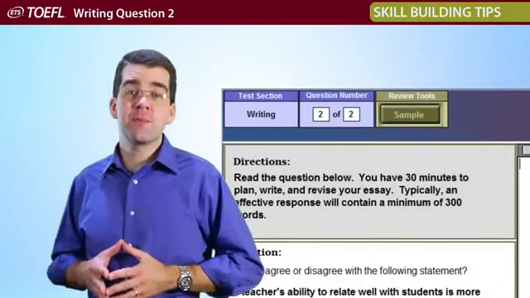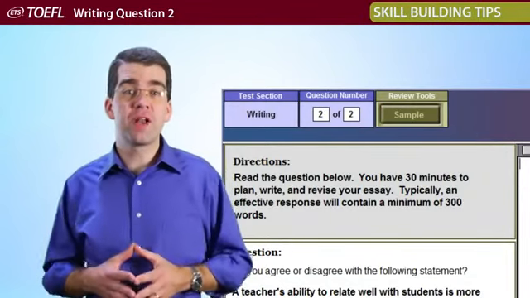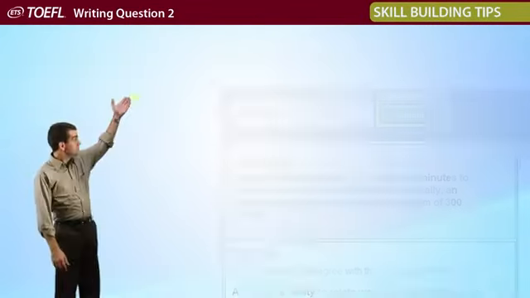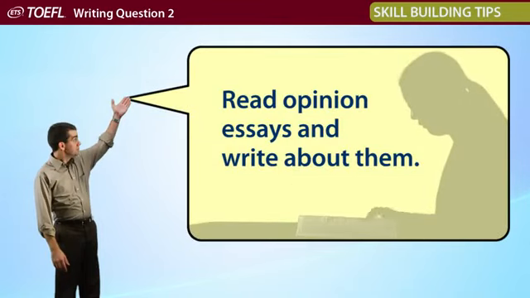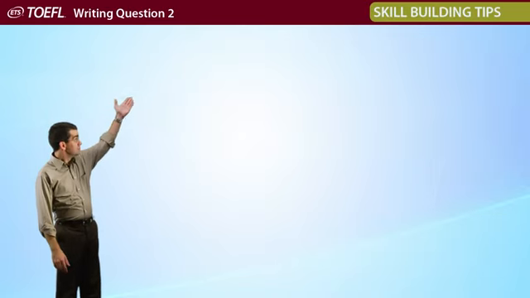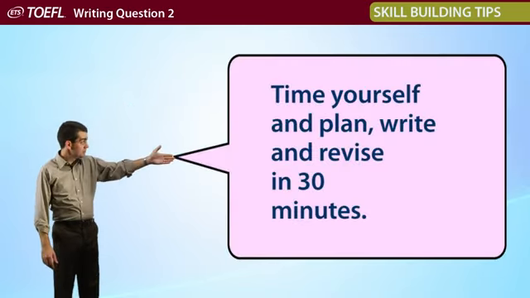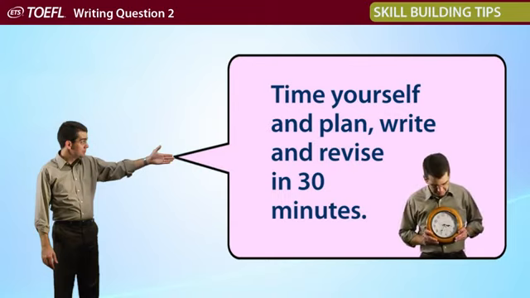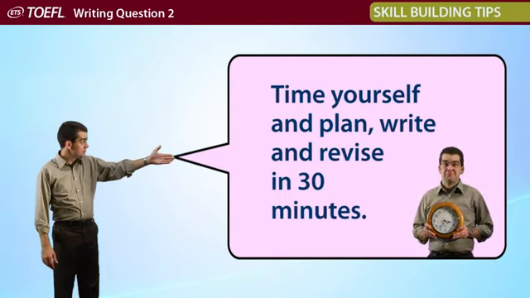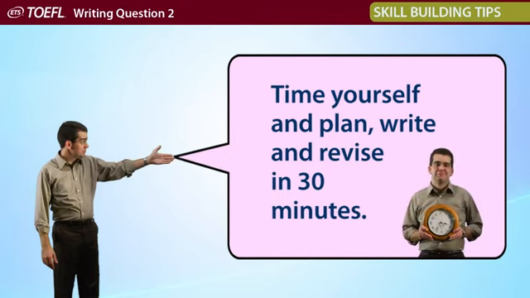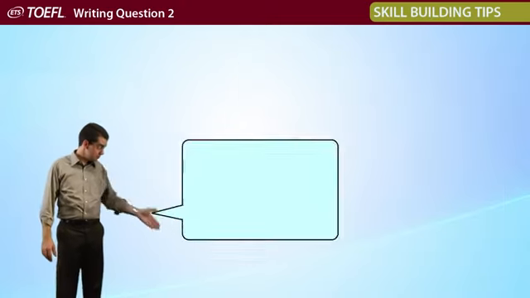Now, here are some tips for improving your writing and getting ready for the independent writing question. 1. Find essays in news magazines or websites that express opinions. Read them and write about why you agree or disagree. 2. When you practice writing, time yourself so that you can get used to planning and writing and revising your essay in 30 minutes.